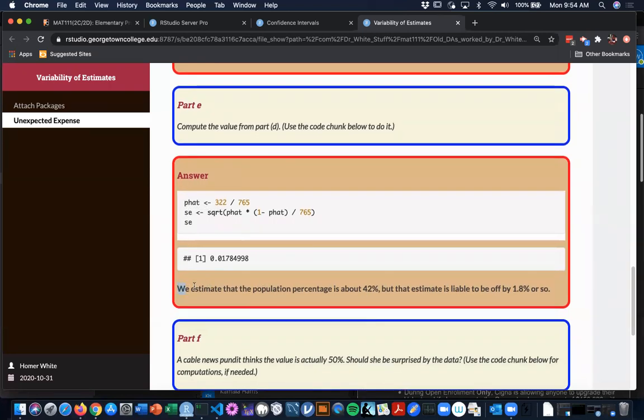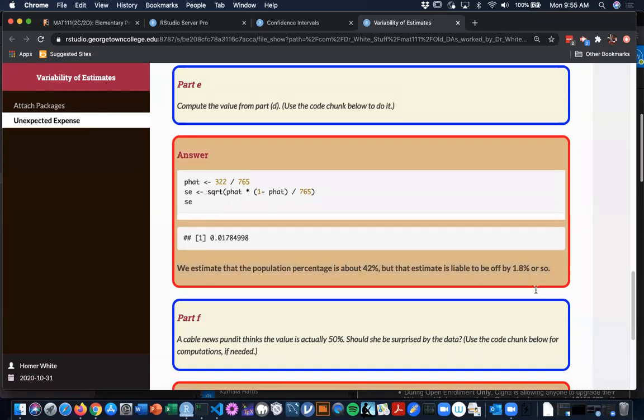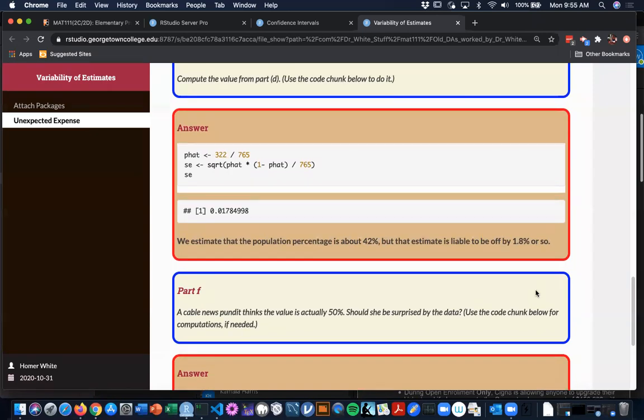It didn't require it in this question, but I really think that every time you do a sample proportion and a standard error, you should think that sentence to yourself that I've got selected there. Because you're using the sample proportion to estimate the proportion in the population that could not afford. And so you say, we estimate the population percentage is around 42%, but that estimate could easily be off by 1.8% or so. You can be off by a standard error or two.